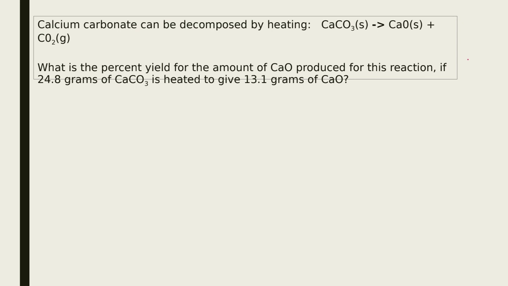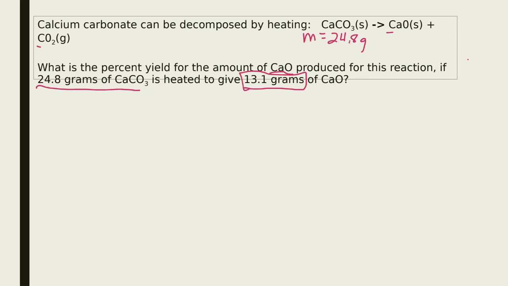And then it says, what is the percent yield for the amount of CaO? Okay, so this is important because there are 2 products. I know my reaction is kind of split, but there's a product there of CaO. There's a product of CO2. So we have to be specific as to which product. If 24.8 grams of calcium carbonate, so we can write that in here. So we are starting with 24.8 grams of it, is heated to give 13.1 grams of calcium oxide.